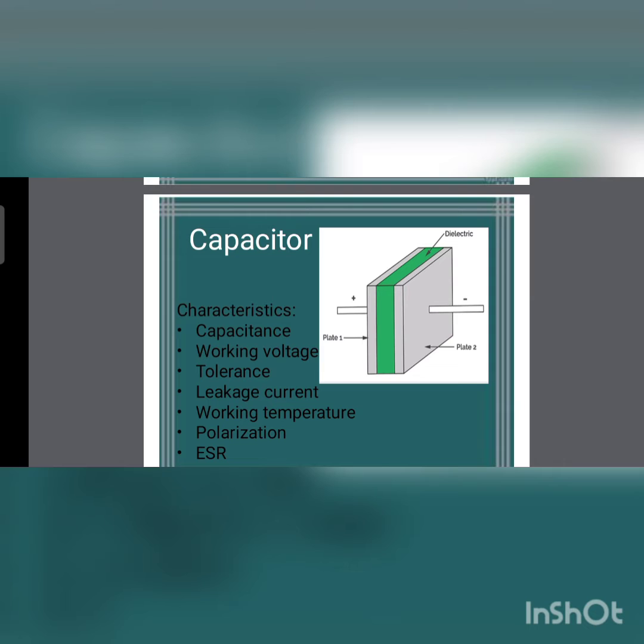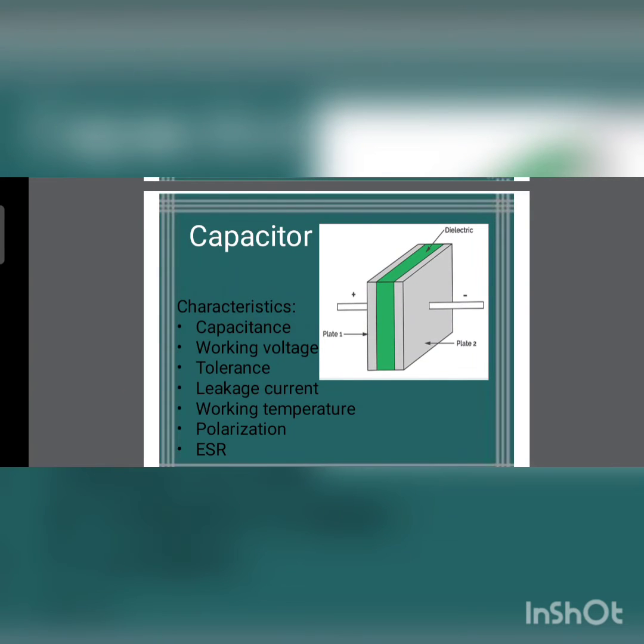Then in a leakage current, a capacitor contains a non-conductive material known as dielectric. The dielectric allows a small amount of electricity through the dielectric, called leakage. Then working temperature. Temperature affects the capacitor's ability to store electrical energy. Then polarization. Incorrect polarization can lead to several damages within the capacitor and throughout the circuit and device. Then ESR. ESR stands for the equivalent series resistance, the total resistance of every part of the capacitor.